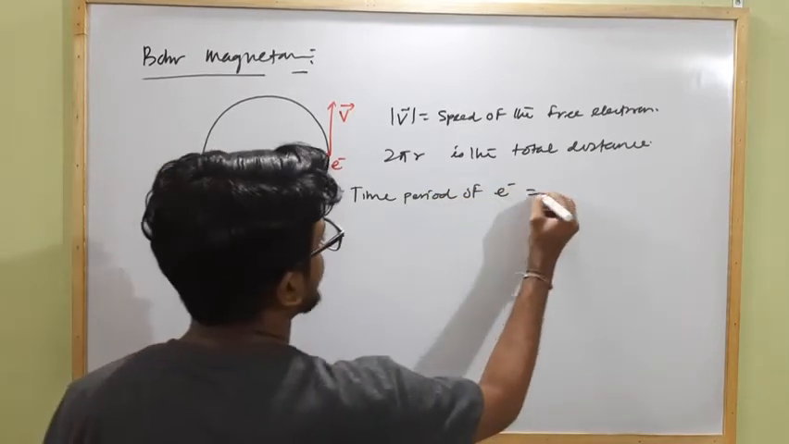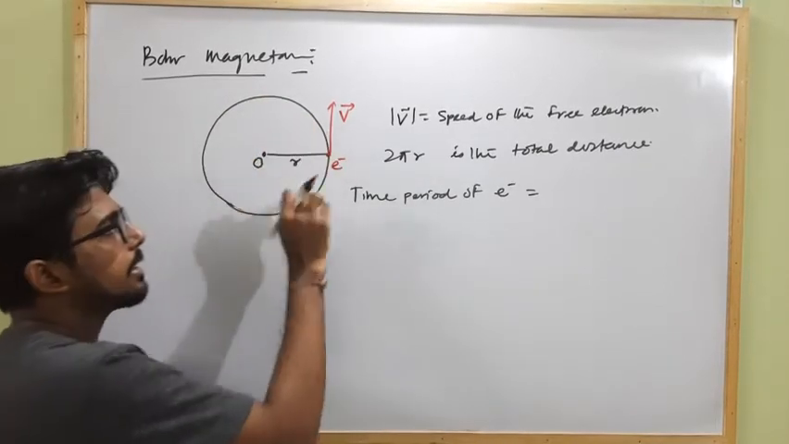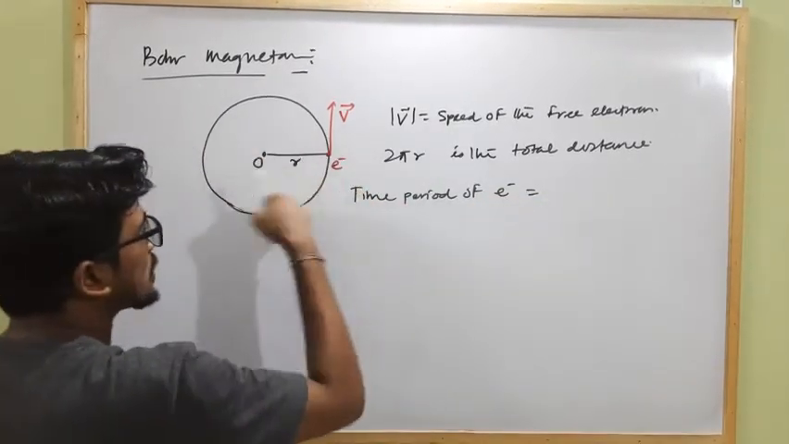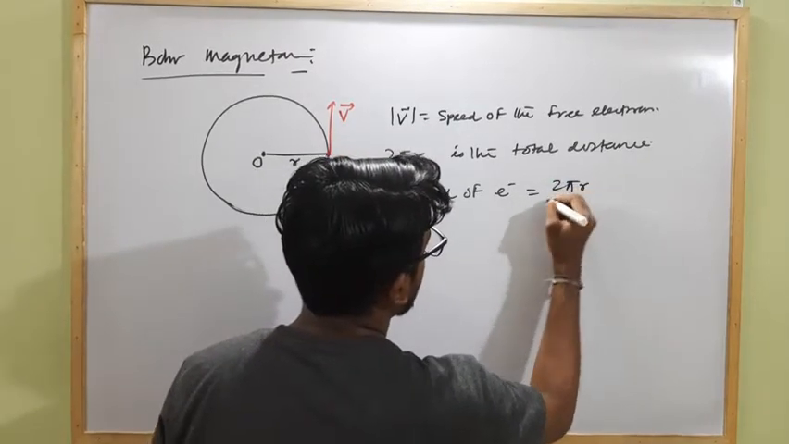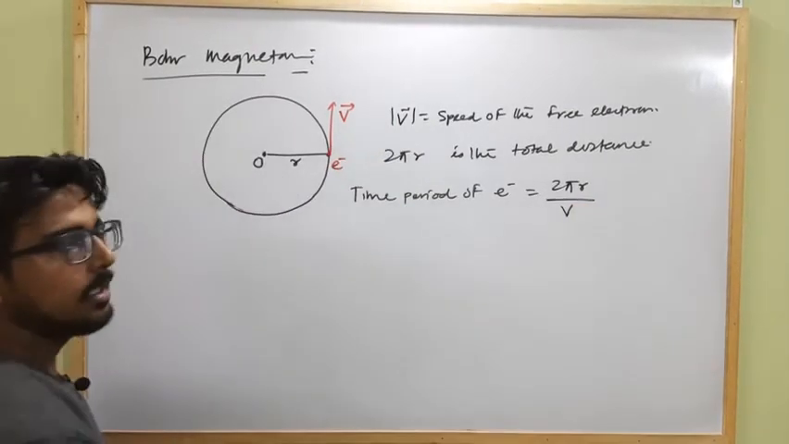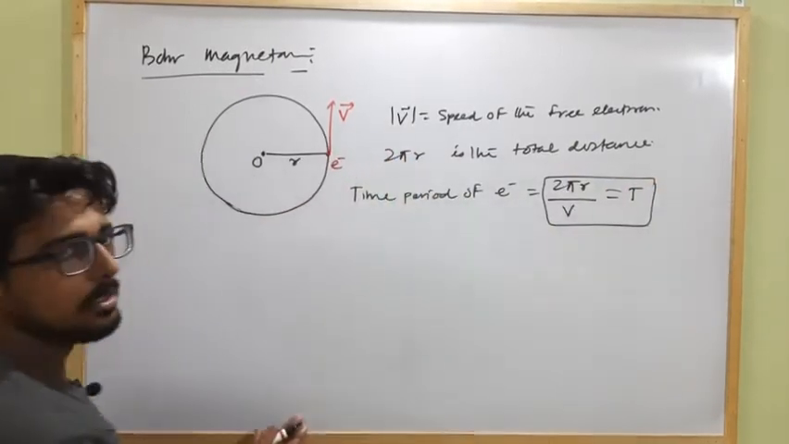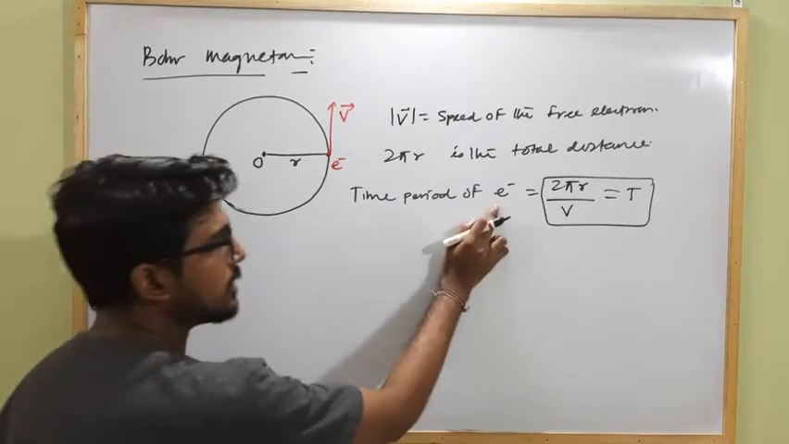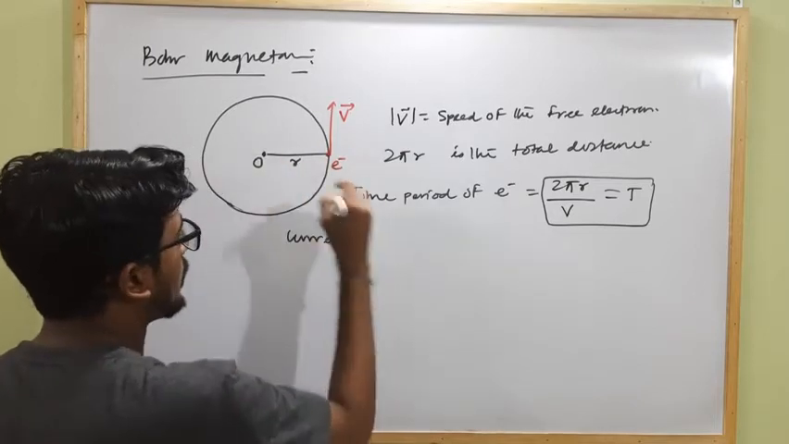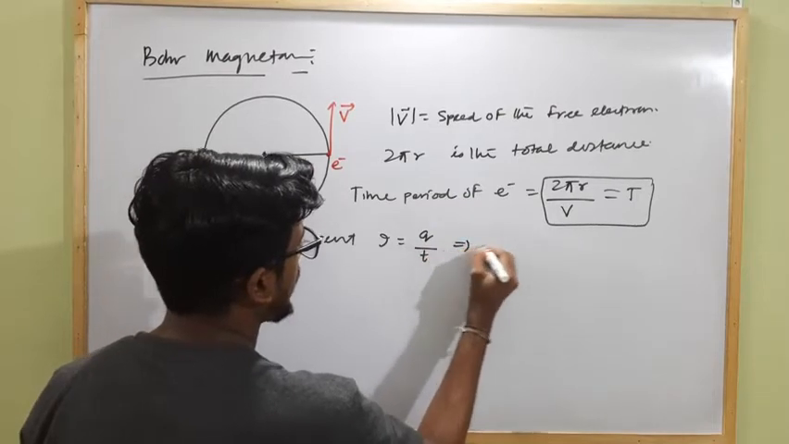So the time period of the electron is what? What is time period? The time period is the total time required to complete a single cycle by the free electron. So the time period of the free electron is equal to how much? The total distance, that is 2 pi r, divided by the speed of the free electron, that is v. This will be the time period T of the free electron. What is the charge carried by a free electron? It is E. So what is current? Current through the orbital path I will be total charge by total time T. This implies I equals how much?